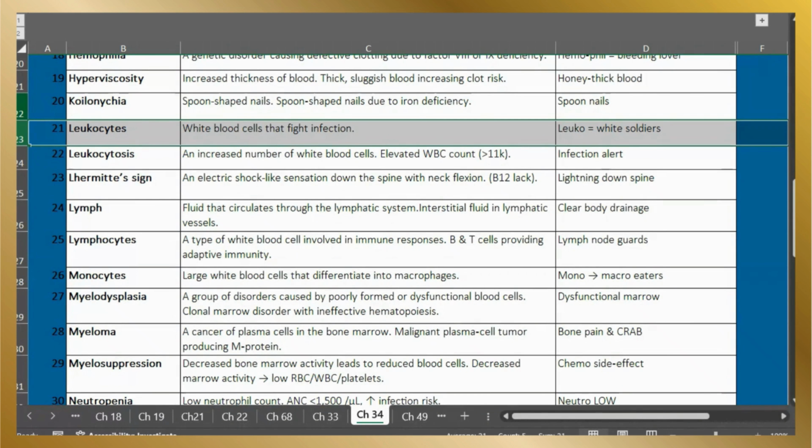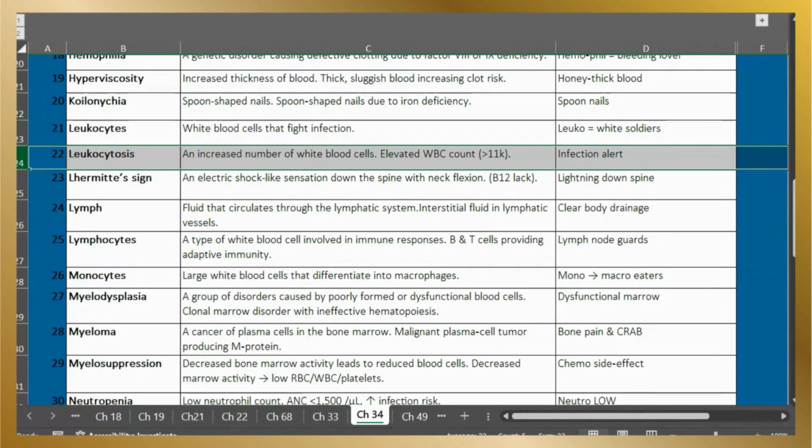Leukocytes, white blood cells that fight infection. Leuko means white, soldiers. And we know they are agranulocytes and granulocytes. So they have neutrophils, lymphocytes, monocytes, eosinophils, and basophils. So they fight infection.